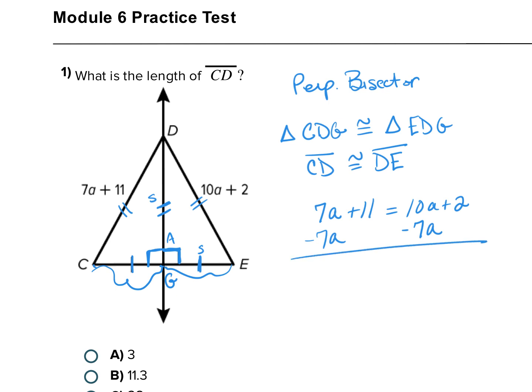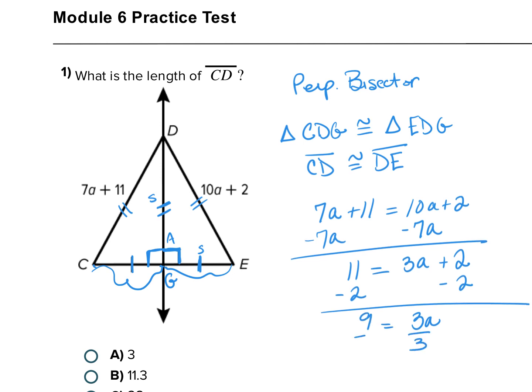Remember, I need to get all my variables to one side and my numbers to the other. I chose to subtract 7a from both sides because that way that keeps my variable positive. And 10 minus 7 is 3. Then I can subtract 2 from both sides. Equals 11 minus 2 is 9. My last step, of course, is to divide by 3. And 9 divided by 3 is 3.